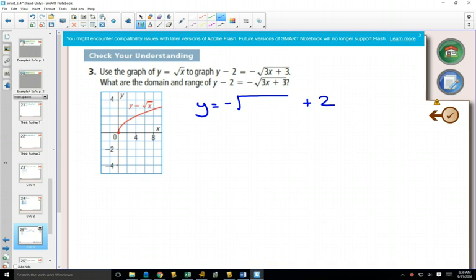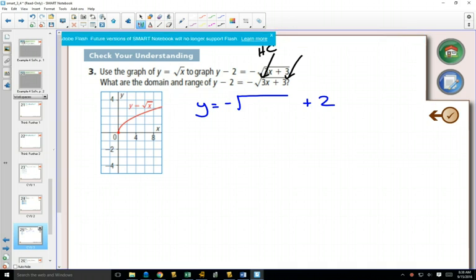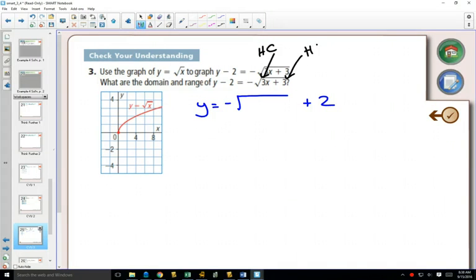But we have to notice here, what's this 3 and this 3 going to do? This first 3 is a horizontal stretch, compression, because you would multiply the x by 1/3. And this 3 is going to be a horizontal translation. But we had our special note. You have to factor the 3 out.